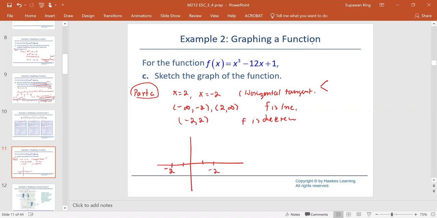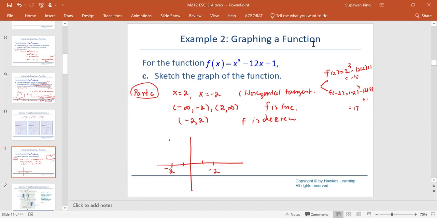For the function value, f at 2, we replace it with 2 to the third minus 12 times 2 plus 1. And then we get the value -15. For the function at -2, -2 to the third minus 12 times -2 plus 1, we get 17. So we get two ordered pairs. That tells you about the horizontal tangent.